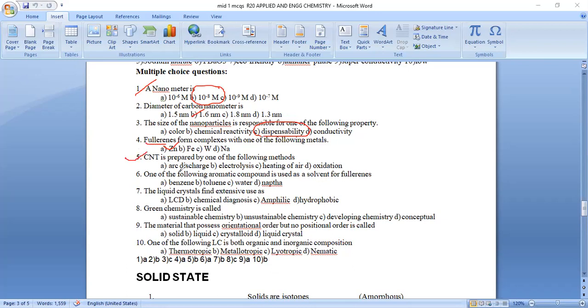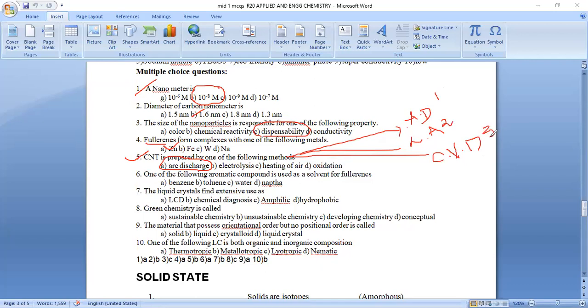CNTs are prepared by the arc discharge method. I would like to repeat once again: carbon nanomaterials are prepared by three methods. The first is the arc discharge method. Number two is the laser ablation method. And number three is CVD, the chemical vapor deposition method.